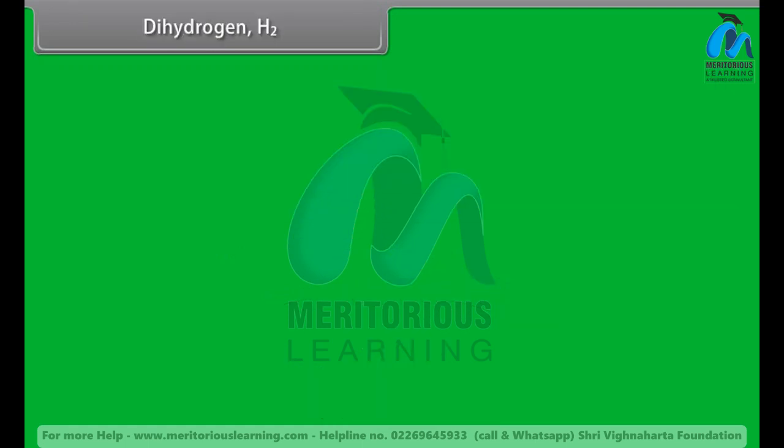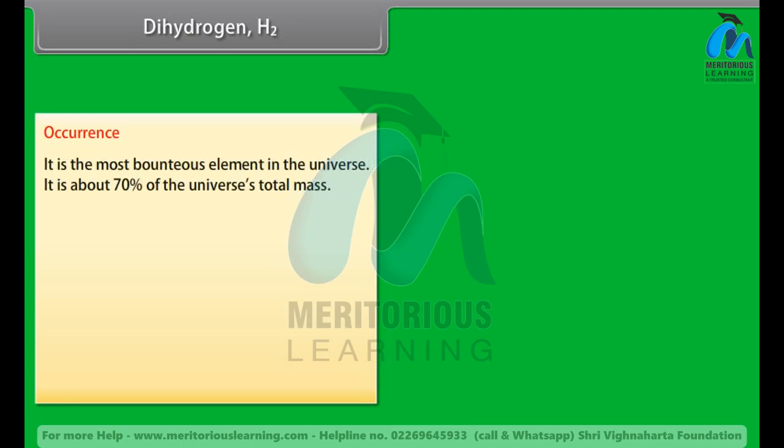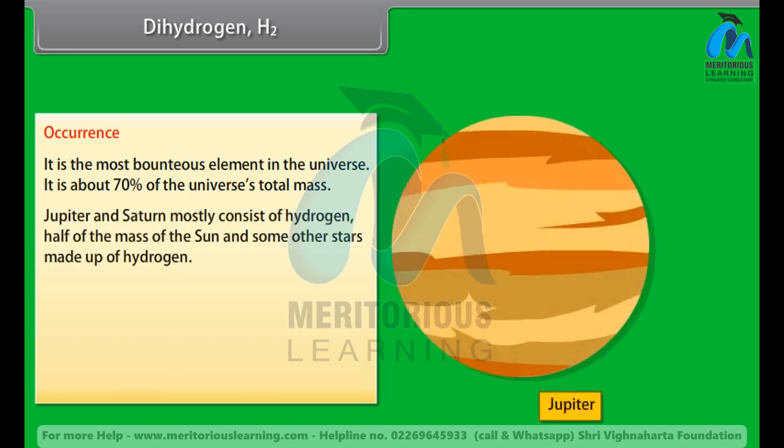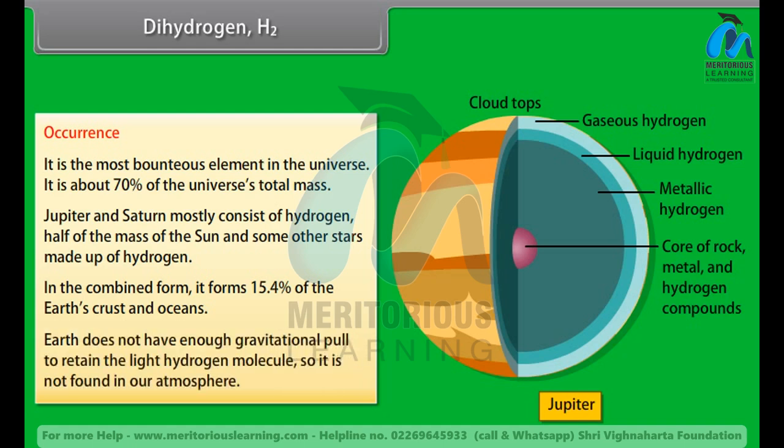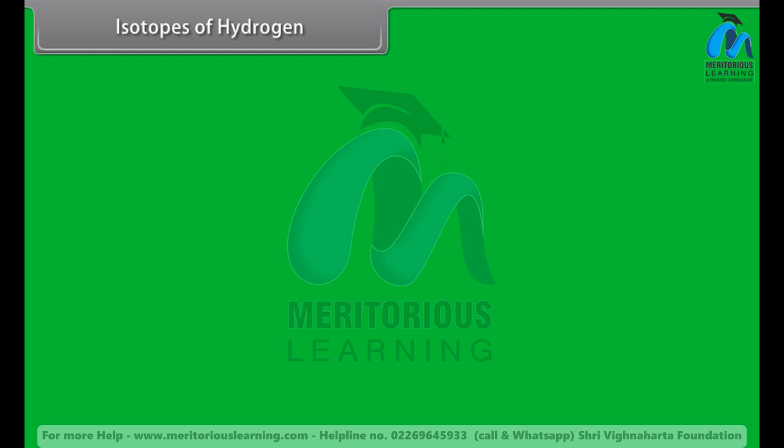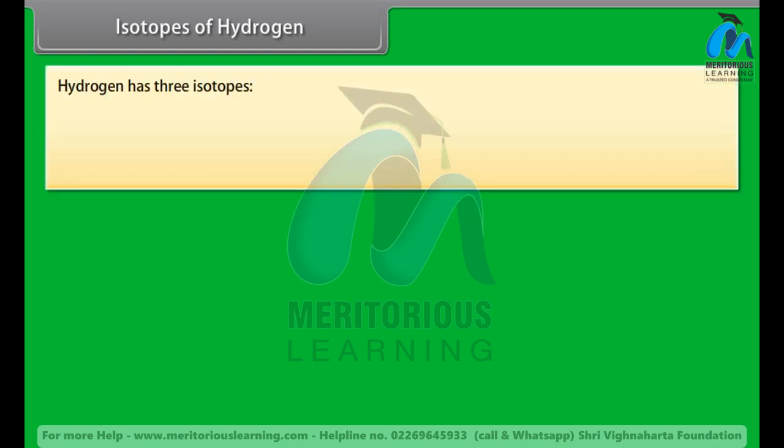Dihydrogen, H2. Occurrence. Dihydrogen is the most bounteous element in the universe. It is about 70% of the universe's total mass. Jupiter and Saturn mostly consist of hydrogen, half of the mass of the Sun and some other stars made up of hydrogen. In the combined form, it forms 15.4% of the Earth's crust and oceans. Earth does not have enough gravitational pull to retain the light hydrogen molecule, so it is not found in our atmosphere.